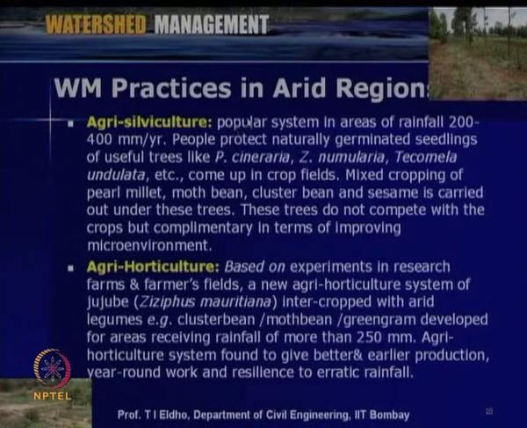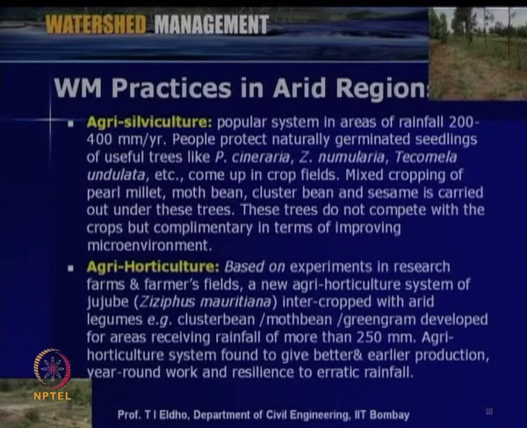This is mainly a popular system in areas of rainfall between 200 to 400 mm per year. People protect naturally germinated seedlings of useful trees like P. cinerea and Z. numularia. These trees come up in crop fields, and then we can go for mixed cropping of pearl millet, moth bean, cluster bean, and sesame. These are all carried out under these trees.